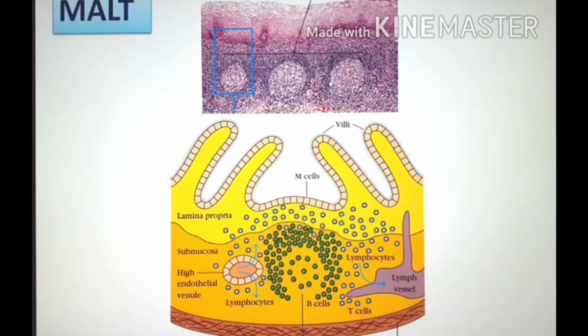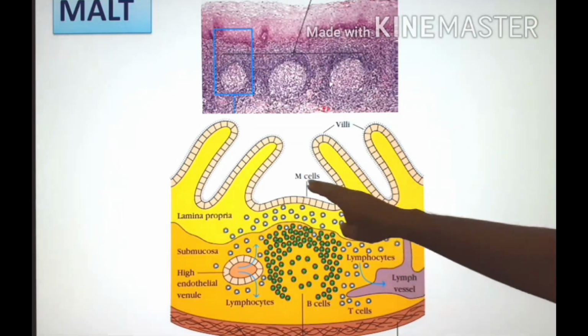Here is another important secondary lymphoid system called MALT, mucosa associated lymphoid tissue. This tissue also contains follicles. In this case, the Peyer's patch is a member of MALT. Peyer's patches are present in the small intestine. There an important cell is present called the M cell.